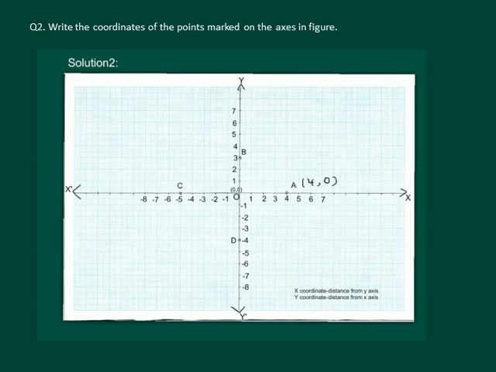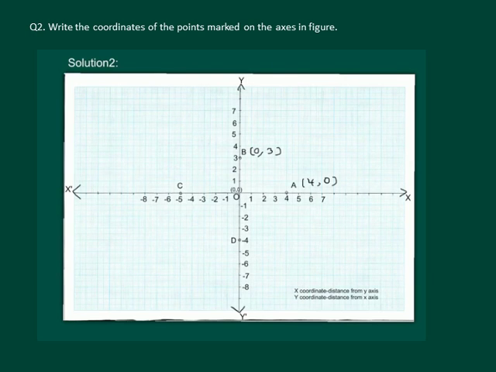Now let us look at point B. Point B lies on the y-axis. So distance of point B from the y-axis will be 0. That means x-coordinate is 0. Now distance of point B from the x-axis is 3. So y-coordinate of point B is 3.